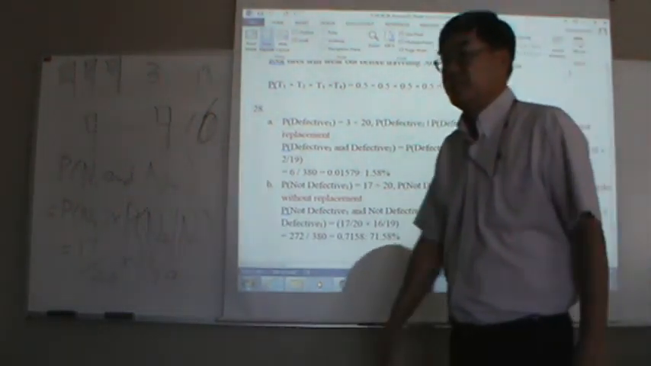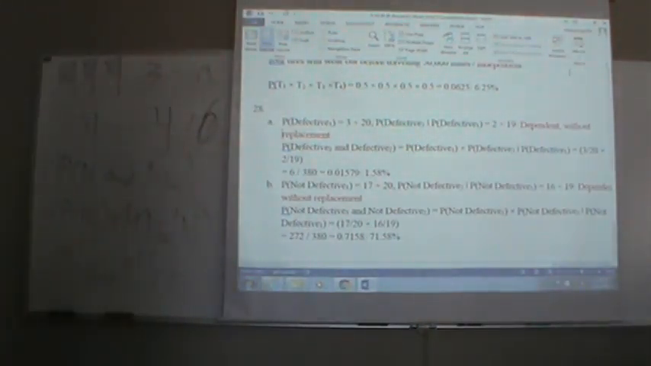Answer will be 17 out of 20 times 16 out of 19, that will be 272 out of 380 equals 0.7158, 71.58%.